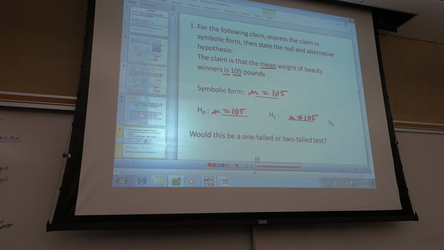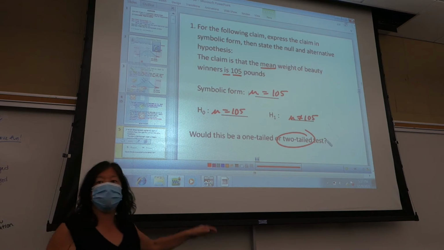Is this one-tailed or two-tailed? Two-tailed. Remember, not equal to. How can I be not equal to? I can be less than, or I can be greater than. I can be left-tailed or right-tailed. So it's two-tailed.